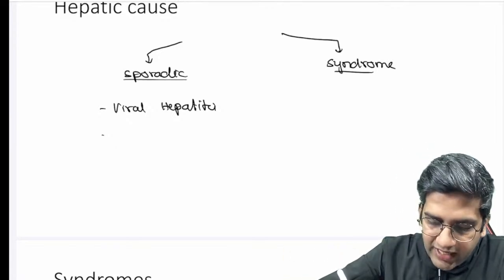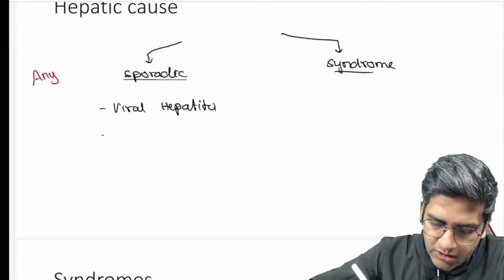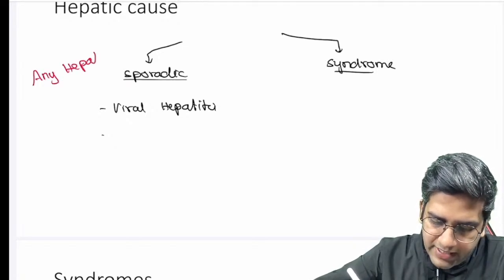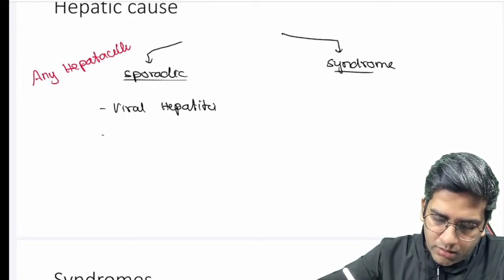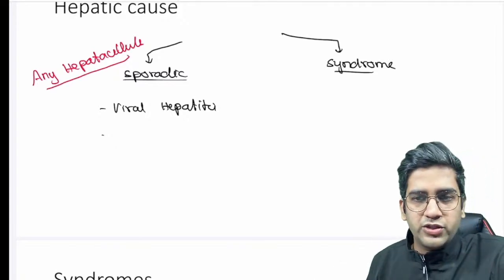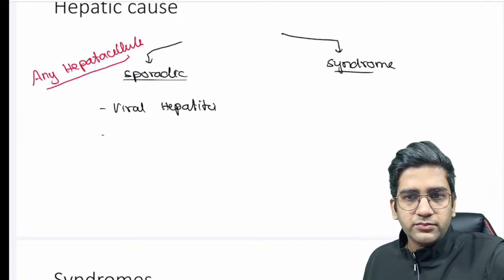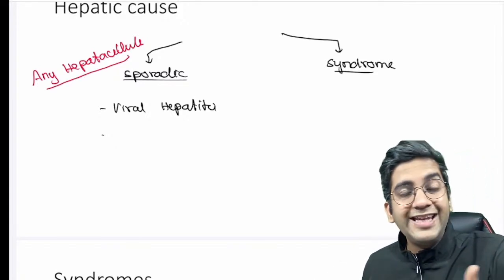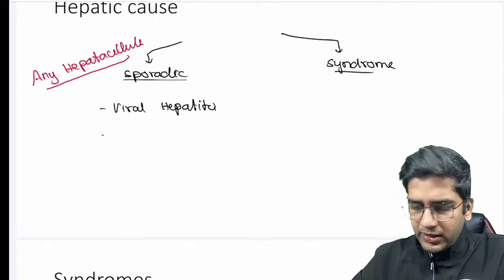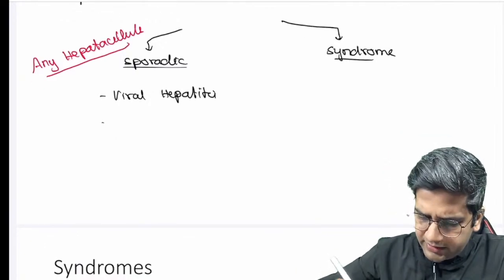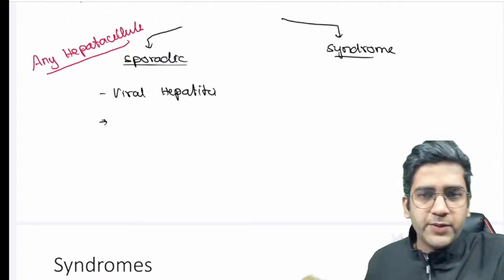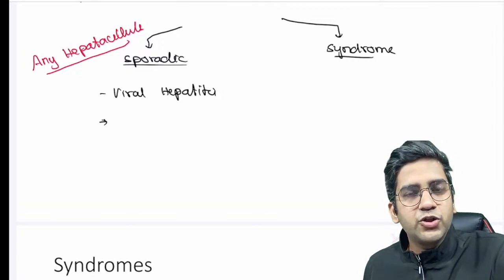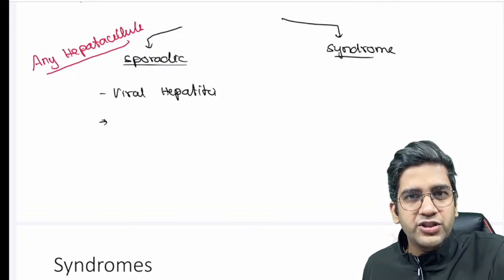In other words, any hepatocellular damage can cause a sporadic cause of hepatocellular jaundice. Fine. Okay. Entamoeba histolytica. Perfect, right? Any hepatocellular damage. Okay. You're speaking good, Karthik. It's just some time. Okay. That's it. Anything. A tumor can cause, radiation can cause, hemochromatosis can cause, Wilson's can cause, right?